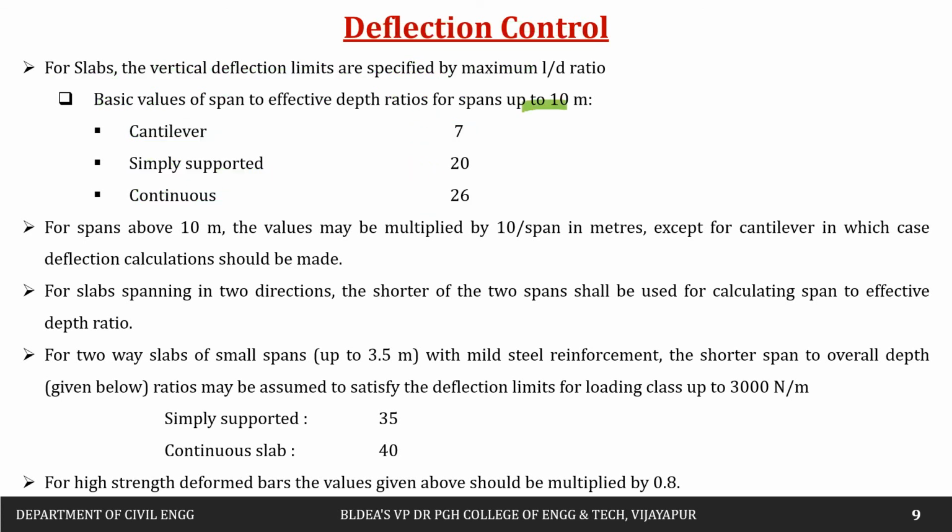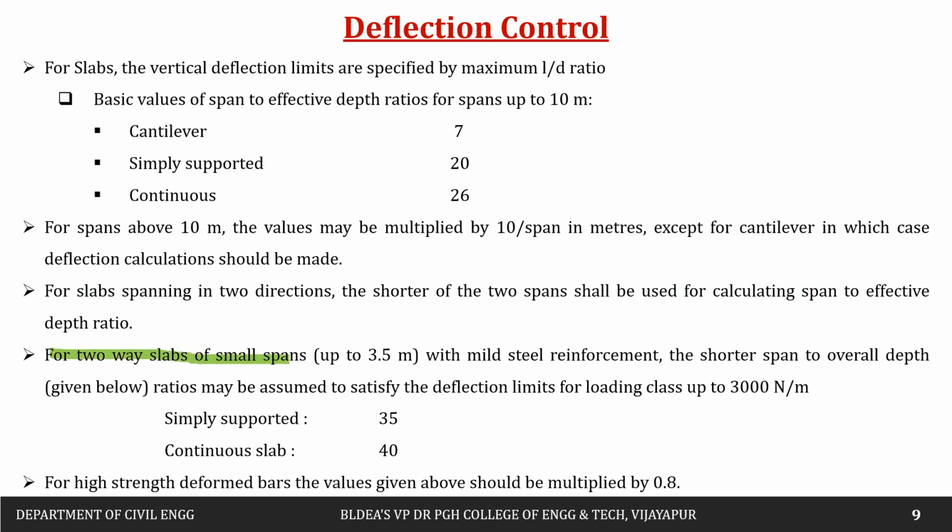If the span is greater than 10 meters, this value may be multiplied by 10 per span in meters, except for cantilevers, in which deflection calculation should be made. For slabs spanning in two directions, the shorter of the two spans shall be used for calculating the span to effective depth ratio. So when we are designing a two-way slab, the shorter of the two spans shall be used for calculating the effective depth ratio.